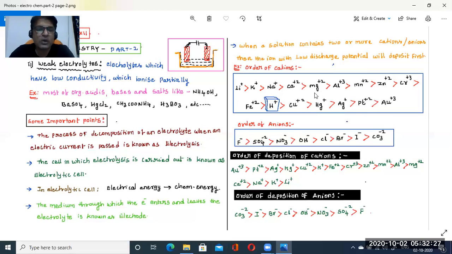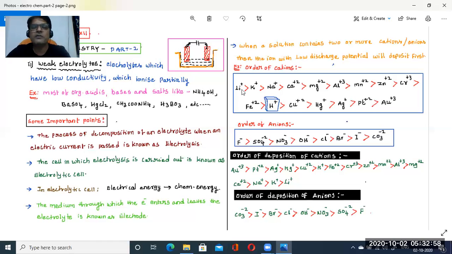What is that electrochemical series? One topic related to it is in metallurgy, the general principles of metallurgy. There the Ellingham diagram is there, not in electrochemistry, sorry, in metallurgy. So the same relation exists, and we will study it there.